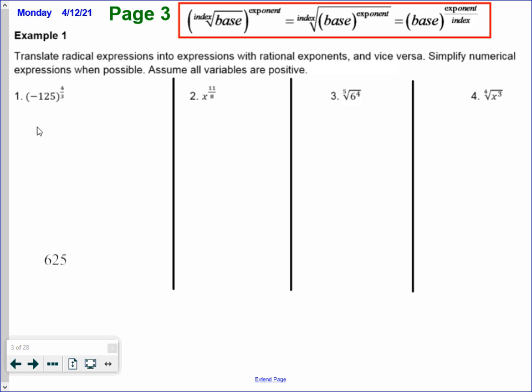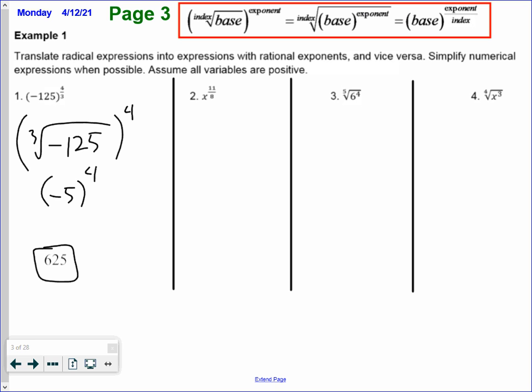Another way we could write this to make it easier is to write it as the cube root of negative 125, all raised to the fourth power. It's the same exact thing, but we put the exponent, or the power, on the outside of the radical. And here it is a little easier to solve. The cube root of negative 125 is going to be negative 5, because negative 5 to the third power gives you negative 125. And we want all that raised to the fourth power. Negative 5 raised to the fourth power is just going to give you a positive 625.